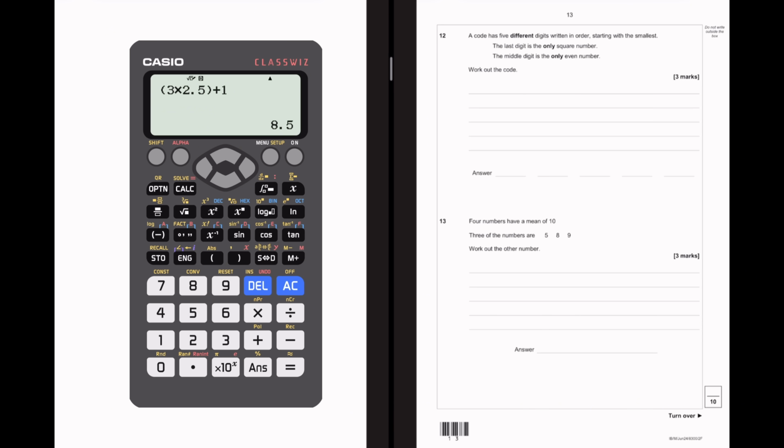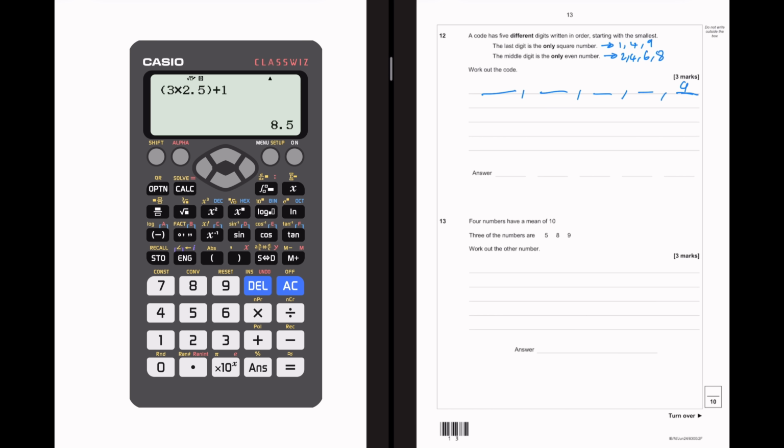Question 12 says a code has 5 different digits written in order, starting with the smallest. The last digit is the only square number and the middle digit is the only even number. Work out the code. So we've got 5 digits. The single-digit square numbers are 1, 4, 9, and that's it. The middle digit is the only even number, and the even numbers are 2, 4, 6, 8.